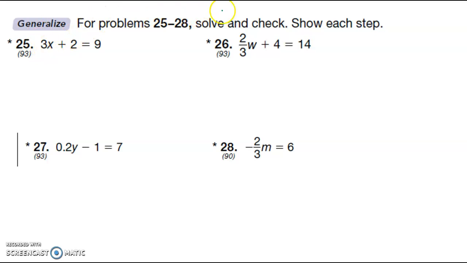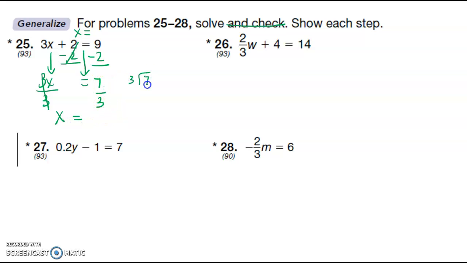Okay, it says to solve and check. We're just going to solve. That's difficult enough. Our first step is always to add or subtract. Here I'm adding, and eventually I want x equals something, so I have to get rid of the 2. So I'm going to do the opposite. The 2 goes away. I have 3x. My equals comes down. 9 minus 2 is 7. Divide by 3, divide by 3. X equals, 3 goes into 7 twice. So I get 2 1/3 as my answer.